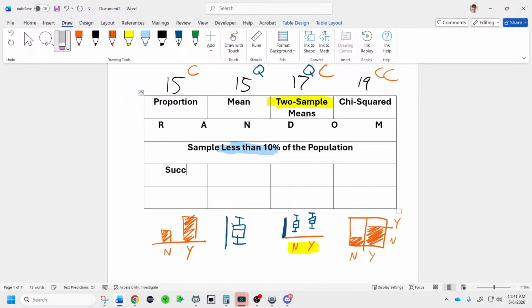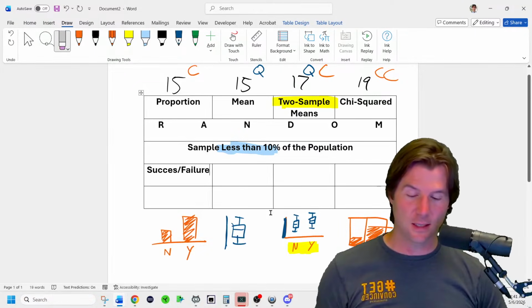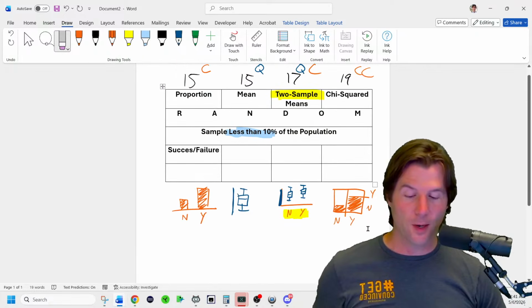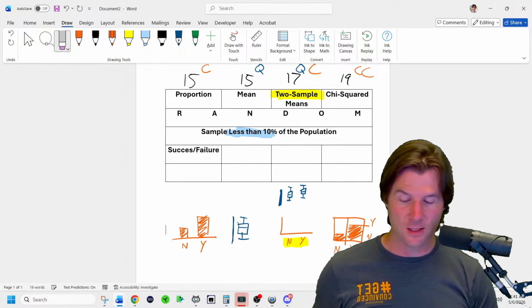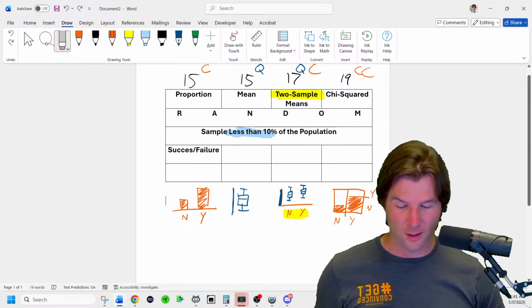This is success/failure. And success/failure means you need at least 10 successes, at least 10 failures. So for a problem where you need at least 10 successes, at least 10 failures, let's take a look at how it would theoretically look.